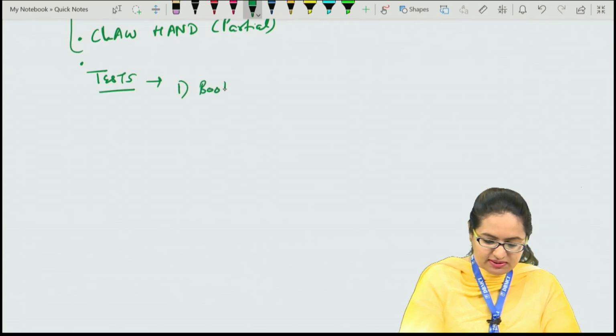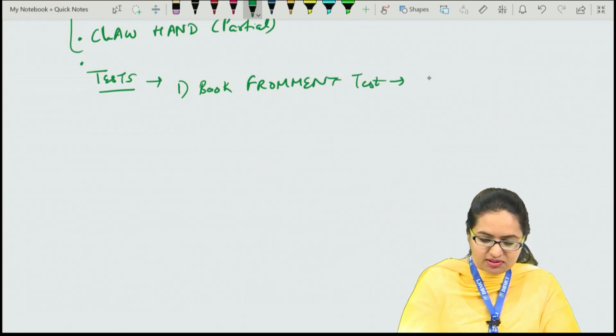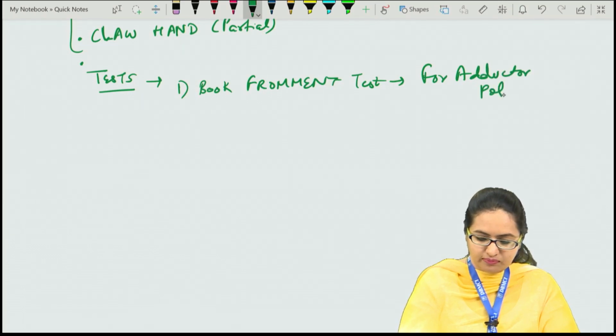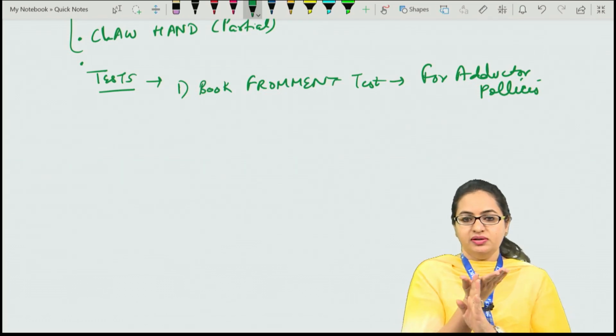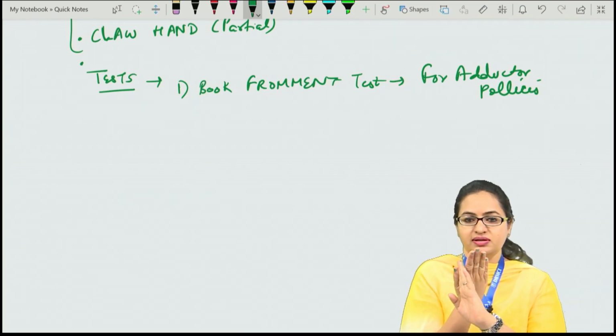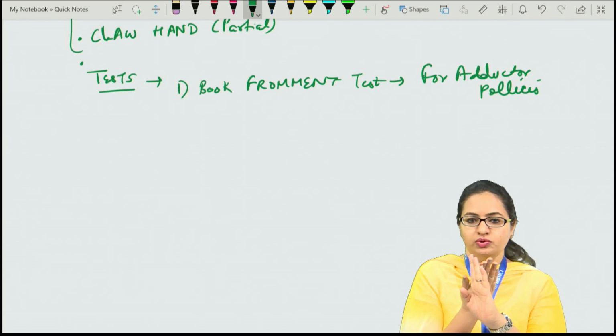The Book-Froment test. This Book-Froment test is basically to test the adductor pollicis. So it is for adductor pollicis. In this we give a book and we put it in between the thumb and the index finger like this, and we try to pull the book.